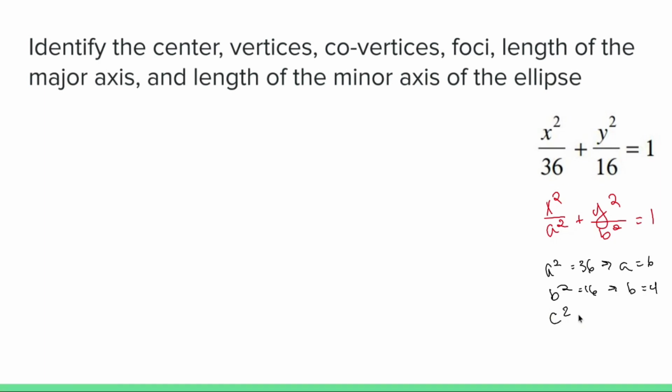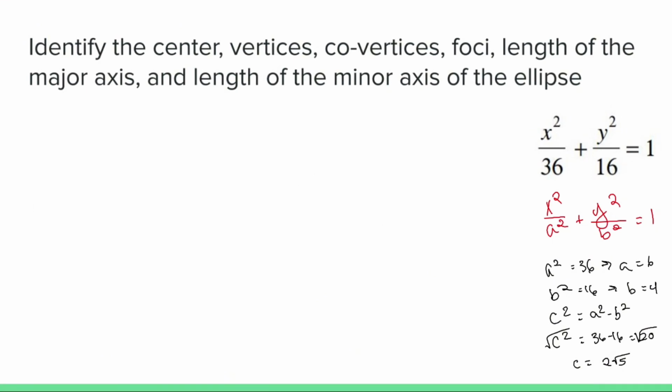Now we also have to find this thing called c squared, or c, which is found by doing c squared equals, and this is going to be weird because it's going to go against everything you've been taught, a squared minus b squared, not plus, minus b squared. So c squared is going to be 36 minus 16, which is 20. You square root that, and c is going to be the square root of 20. Quick little fact, 20 is 4 times 5, so you can factor out the 2. C is going to be 2 root 5.